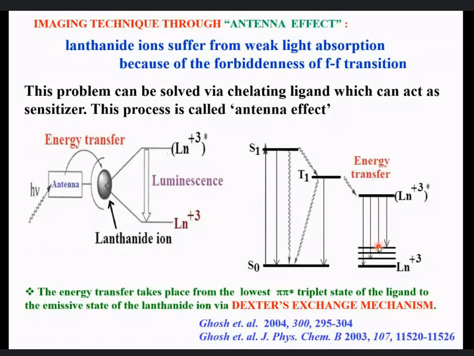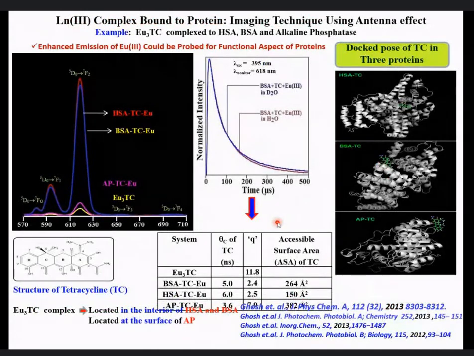That's how you get the emission from the lanthanides. And since you are getting it through this particular ligand, it is called the antenna. So the whole effect is known as the antenna effect because they are not excited directly, and the exchange takes place through the Dexter exchange mechanism. So this is very useful. I am showing just one slide on how a protein platform can be used.